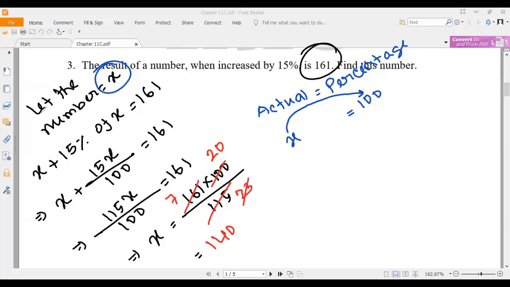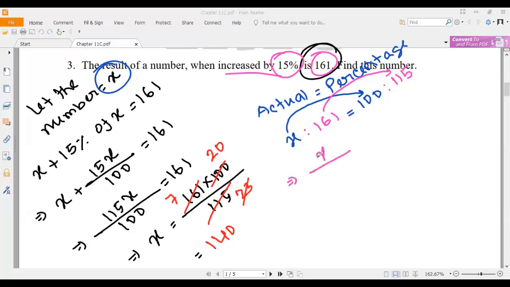Then we will write is to. If x is the actual number, after increasing the number is 161. So we can write x is to 161. Then 161 will represent which value? Increased by 15%. That means this 161 is the value after the increase. So it will actually be 100 plus 15, 115. That means x, the original value, represents 100, and 161 represents the value after increasing by 15%, which is 115. Okay. Now calculate, we will get the answer.